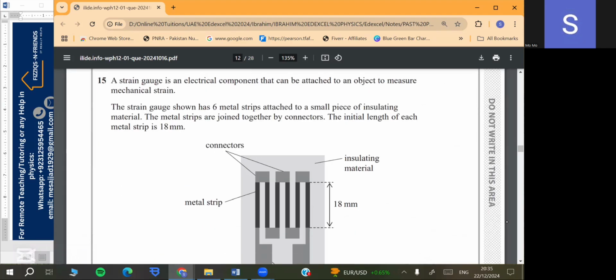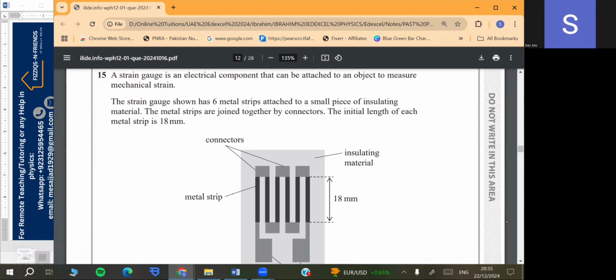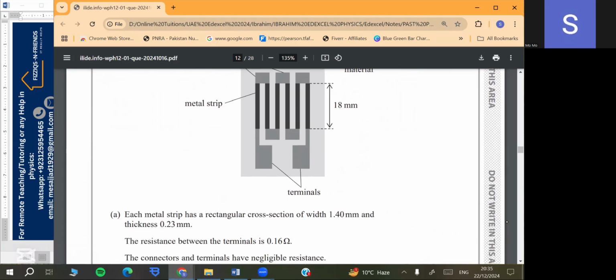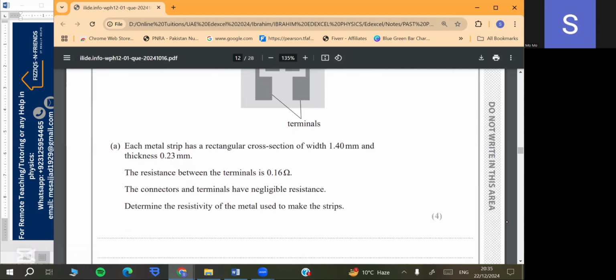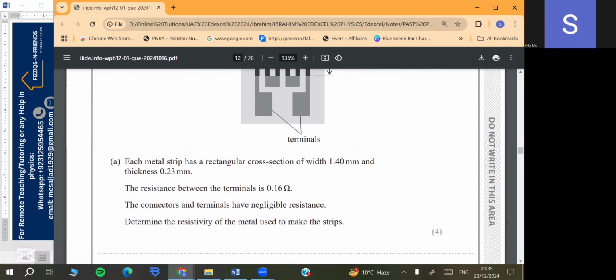Question number 50. A strain gauge is an electrical component that can be attached to an object to measure the mechanical strain. This strain gauge shown has 6 metal strips attached to a small piece of insulating material. The metal strips are joined together by connectors. The initial length of each metal strip is 18 mm. Each metal strip has a rectangular cross section of width 1.4 mm and thickness of 0.23 mm. The resistance between the terminals is 0.16 ohms. The connectors and terminals have negligible resistance. Determine the resistivity of the metal used to make the strips.